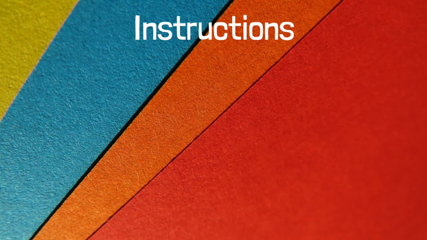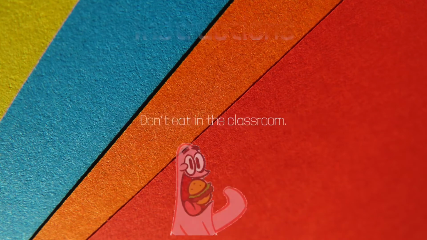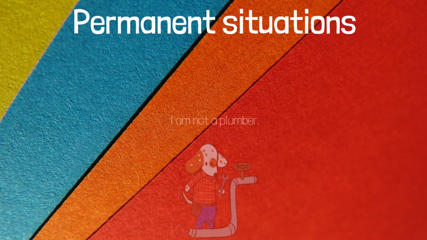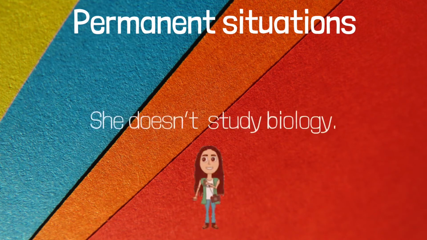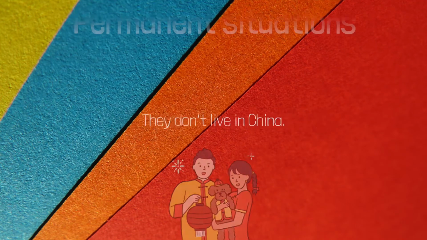Instructions. For example, don't talk, don't close the window, don't eat in the classroom. Permanent situations. For example, I'm not a plumber. She doesn't study biology. They don't live in China.